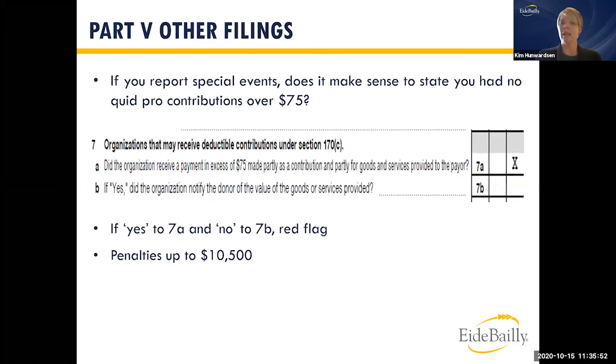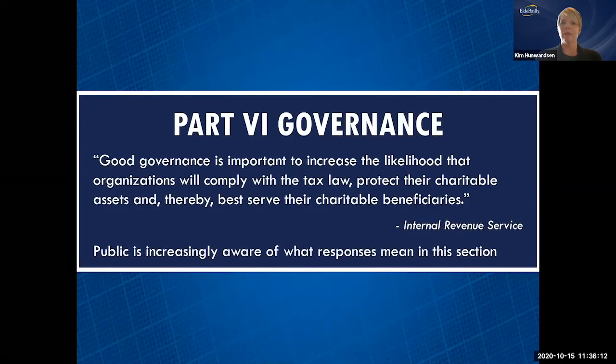So if you have a yes on A and a no on 7B, that's going to be a red flag. And there are penalties for failure to properly do this disclosure. So this is another place where making sure that these are consistent is really important. With that, I'm going to turn it over to Deb to jump into some of our governance and compensation areas.